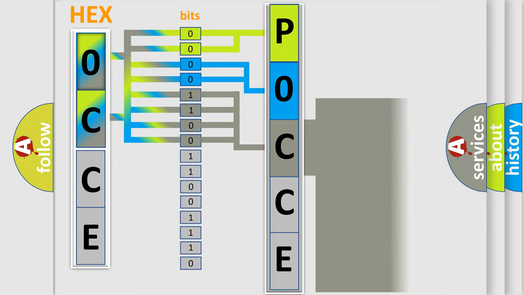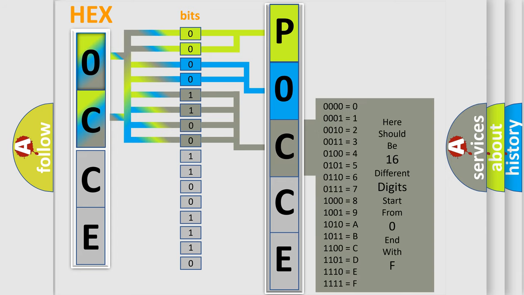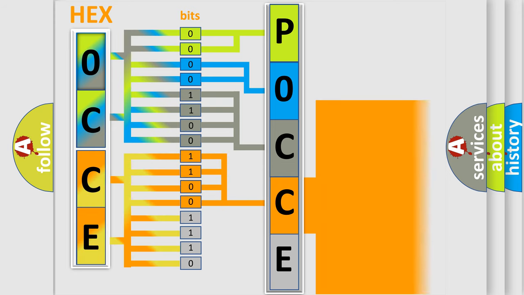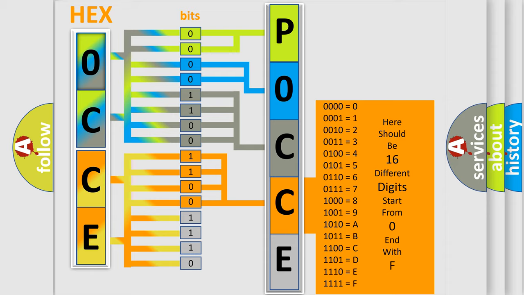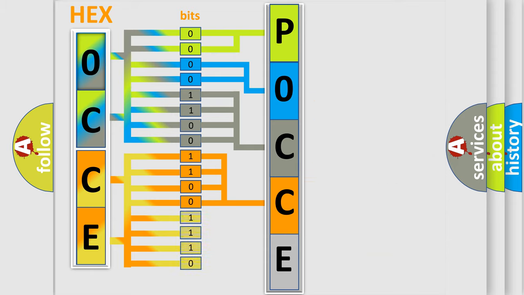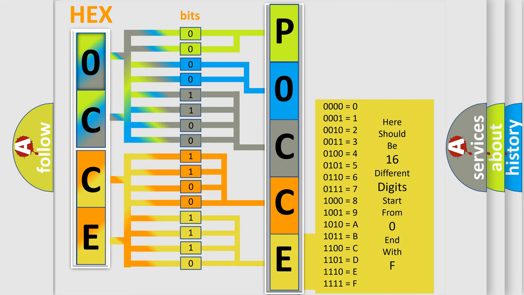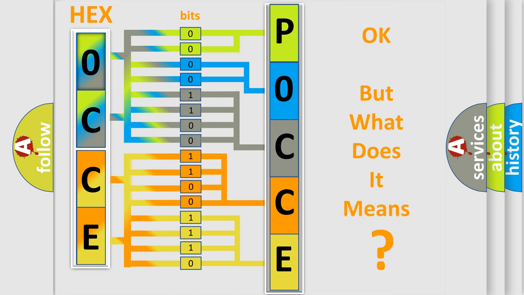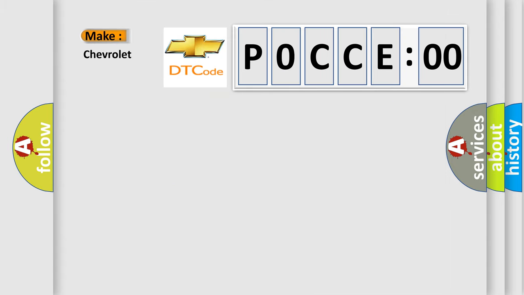The second byte is composed of a combination of 8 bits. The first 4 bits determine the fourth character of the code, and the combination of the last 4 bits defines the fifth character. A single byte conceals 256 possible combinations. We now know in what way the diagnostic tool translates the received information into a more comprehensible format. The number itself does not make sense to us if we cannot assign information about what it actually expresses. So, what does the diagnostic trouble code P0CCE-00 interpret specifically for Chevrolet?